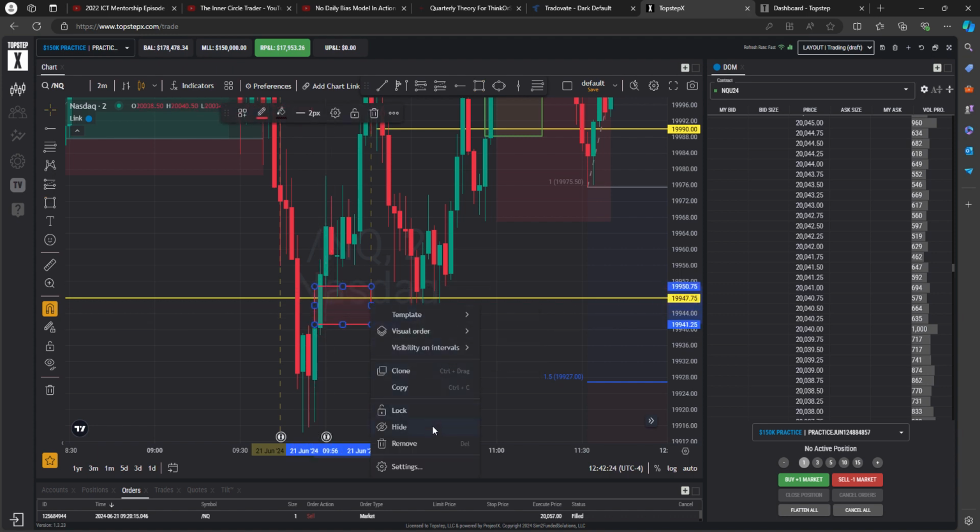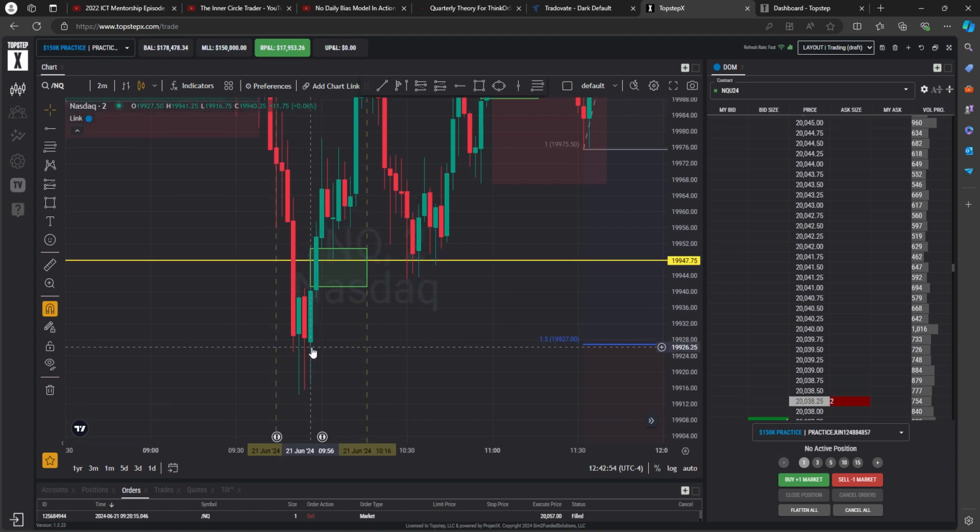Even though we didn't get a displacement, how I see it is we had three confluences. We had a sweep of higher time frame lows. We inversed an FVG, and we created another FVG in our direction. That's three confluences. Or you could have the liquidity sweep, then the displacement higher that creates an FVG. That's also three confluences. So you kind of see what I'm saying.